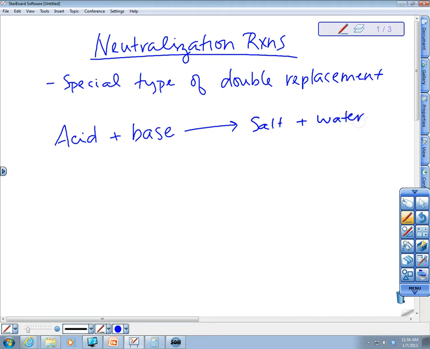Notice that I didn't say salt, like table salt. I said a salt, any kind of salt. Remember that all ionic compounds are salts. So in a neutralization reaction, we've got two reactants, an acid and a base, and we'll get two products, salt and water.